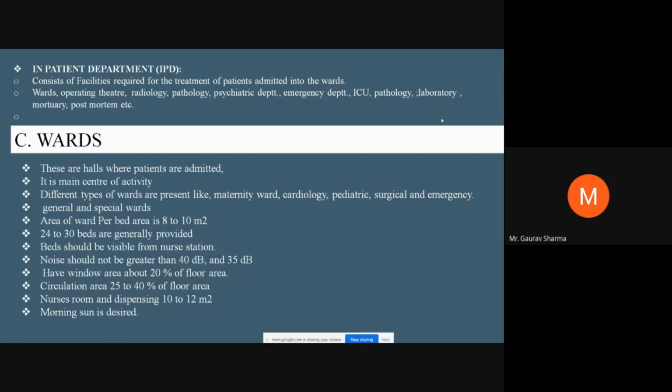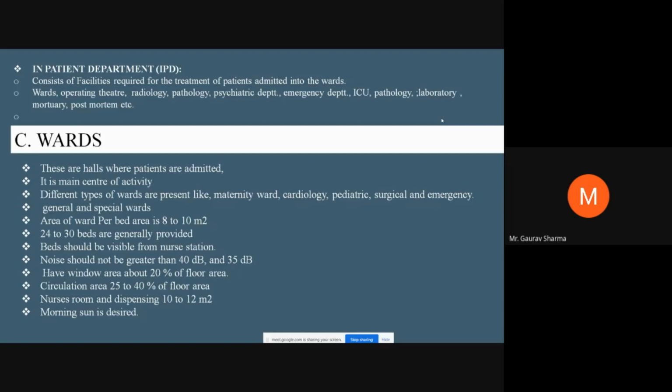Beds should be visible from the nurse station. We have already discussed a lot about that. Noise should not be greater than 40 decibels and 35 decibels. See, there are two different values: one is 40 and the other is 35. The first reflects the noise control in the daytime, and the second reflects the noise control at night time. So there is a difference of 5 decibels between them, considering the daytime and nighttime activities within the hospital premises.